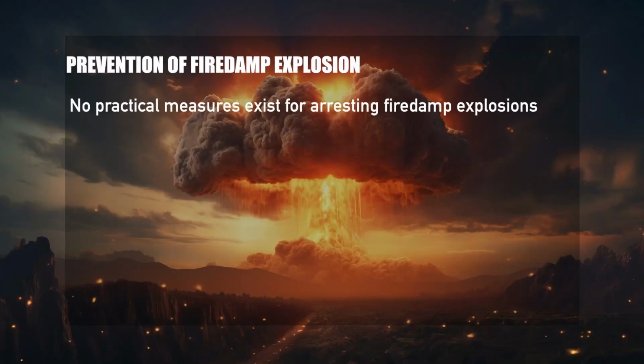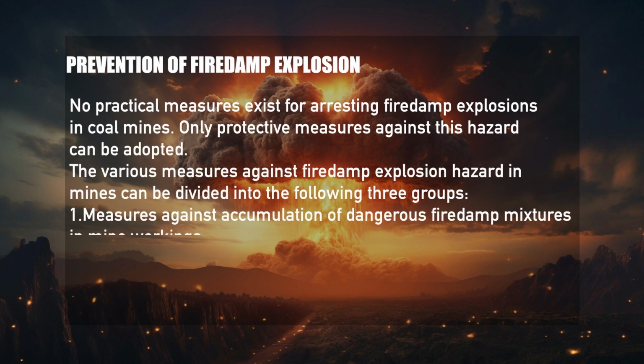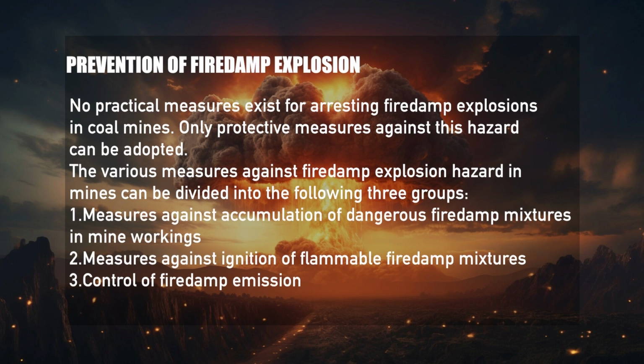Prevention of fire damp explosion. How can we prevent fire damp explosion? There are no practical measures for arresting a fire damp explosion in coal mines. Only protective measures against this hazard can be adopted. The various measures against the fire damp explosion hazard in mines can be divided into the following three groups.